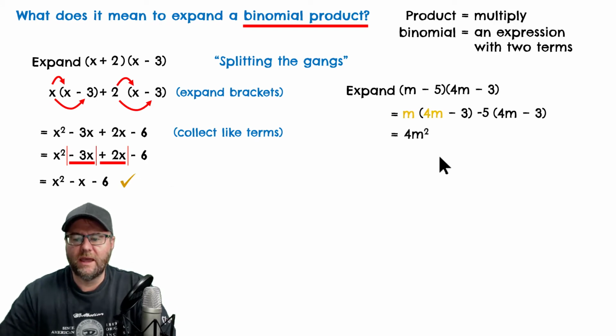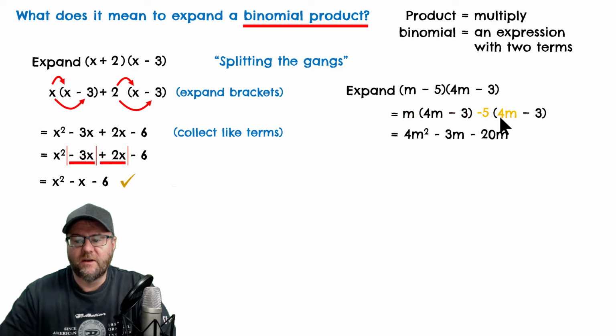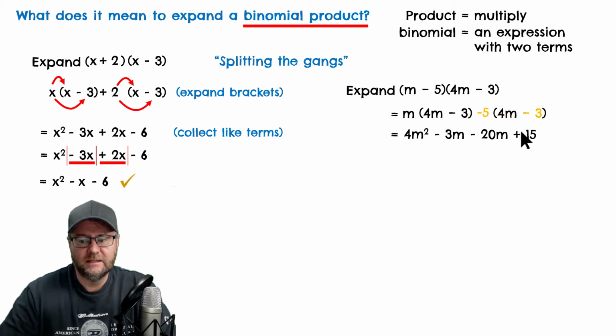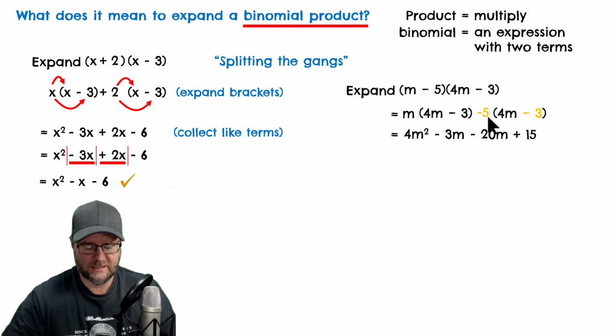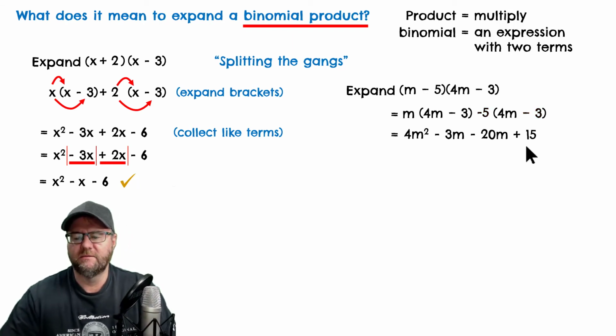M times 4m gives me 4m squared. M times the negative 3 gives me negative 3m. Minus 5 times the 4m gives me negative 20m. And finally, negative 5 times negative 3. Now, 5 times 3 is 15, but 2 negatives make a positive to get me a positive 15.